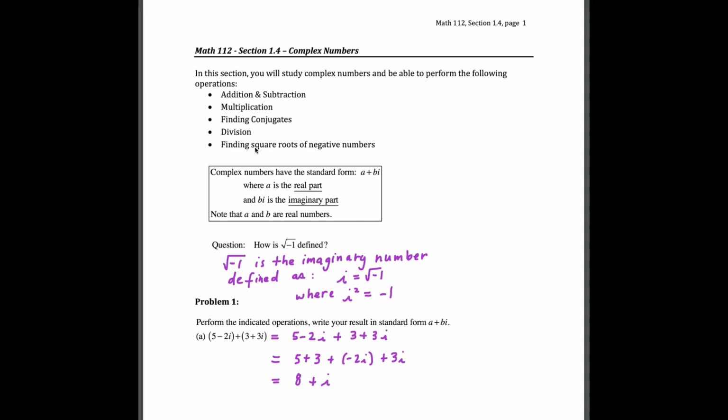The material in this section is really motivated by what we need to do in the following section. We'll be studying equations whose solutions may involve the square roots of negative numbers. So we're going to need to know quite a bit about complex numbers first.